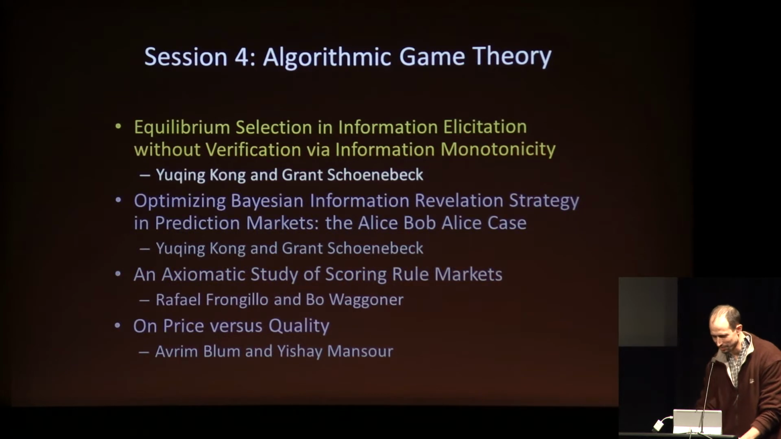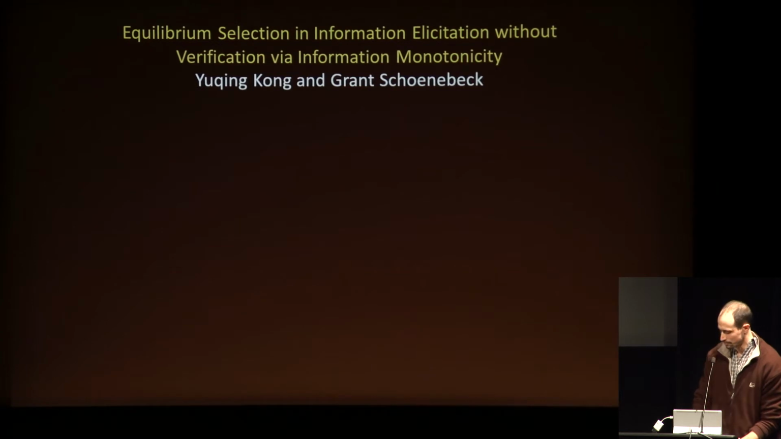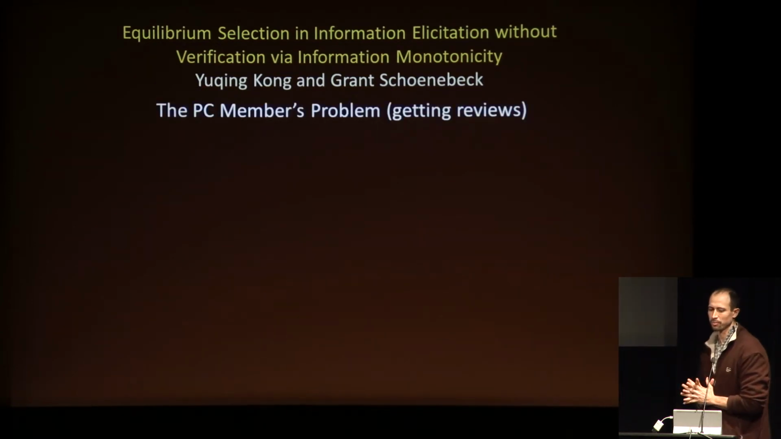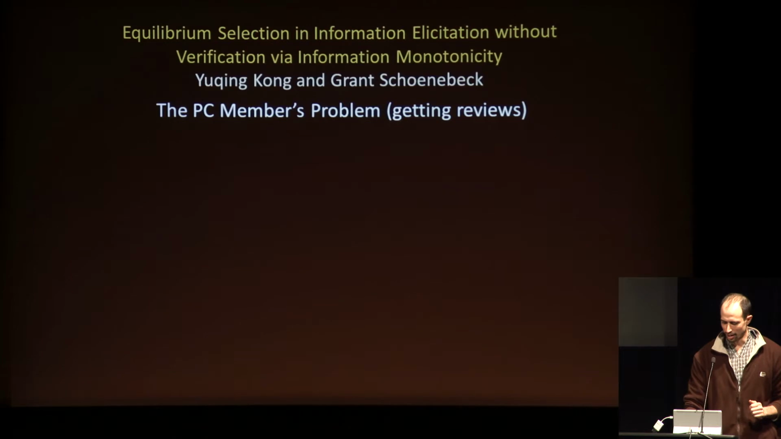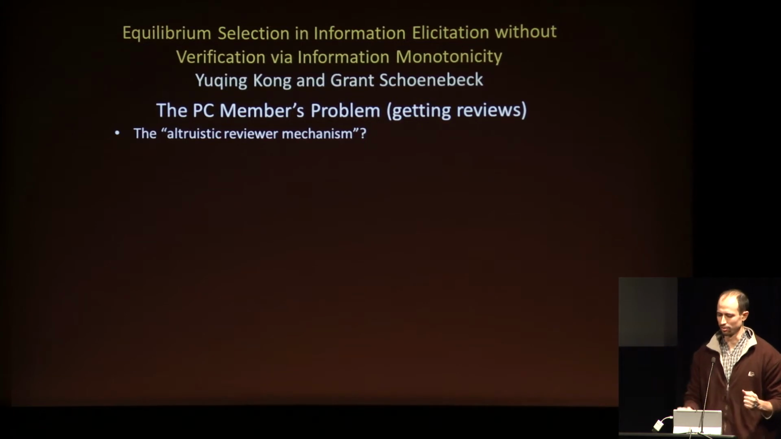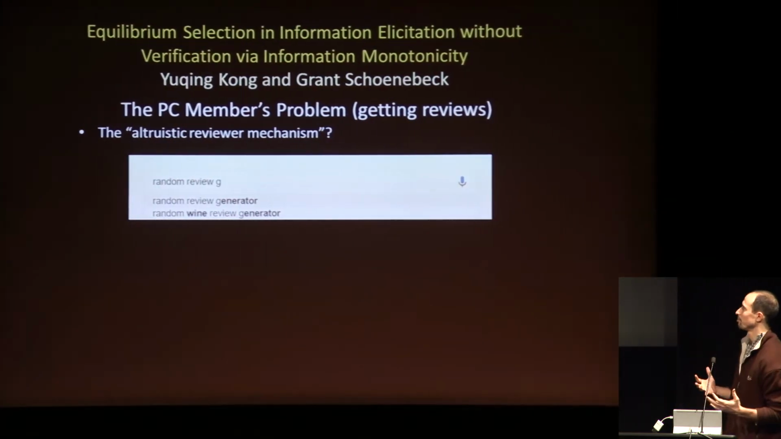Okay, so the first paper, it's a long title, by Eugene Cohn and Grant Schoenbeck, and let me tell you about the PC members problem. You've all heard about PCMP. So you want to get reviews from reviewers. And the first thing you might try to do is trust the reviewers. They're nice people. They're in our community. They'll just be nice and write a good review. That might be what happened.